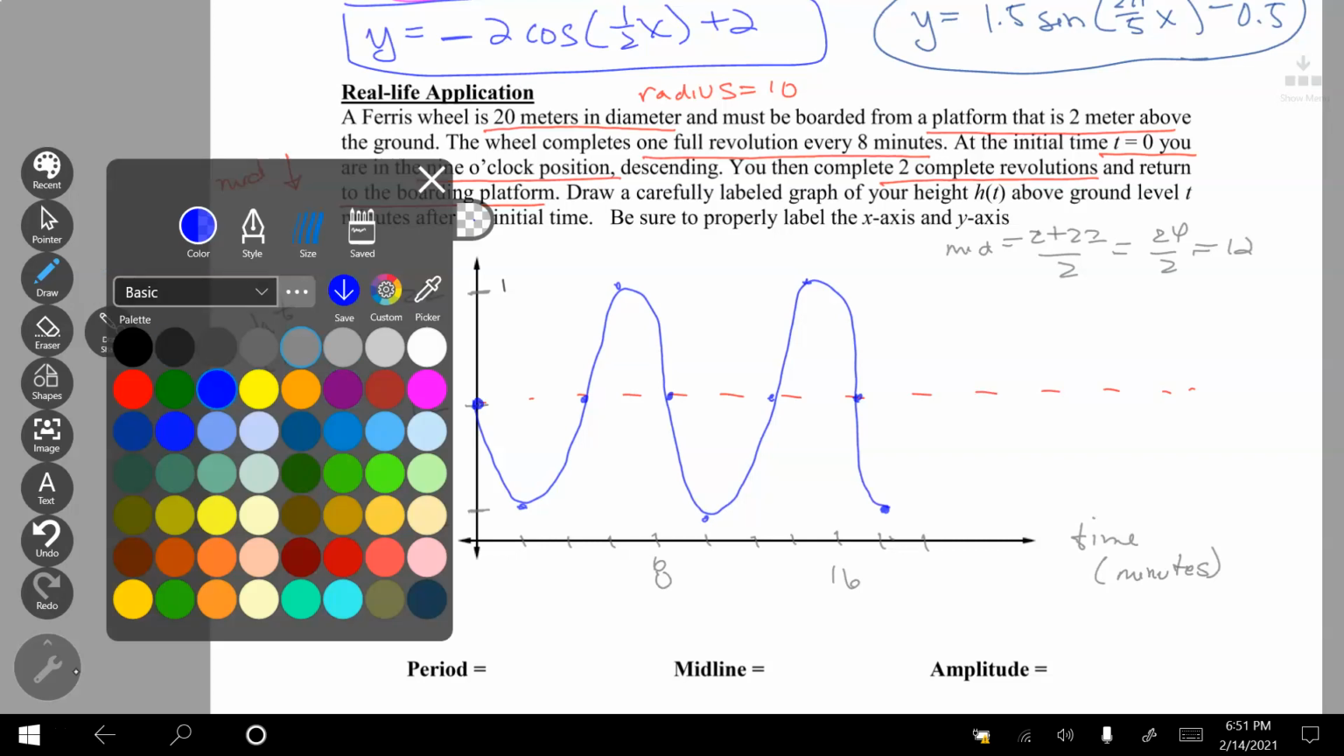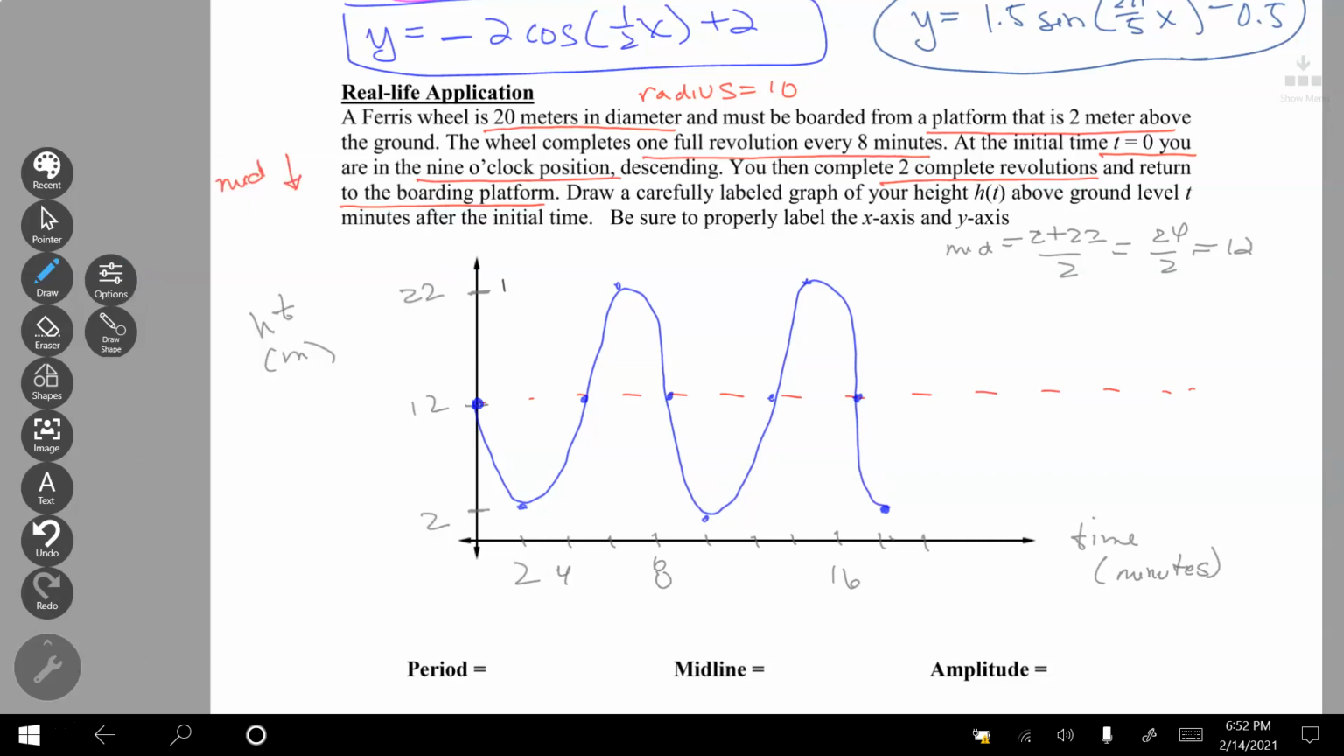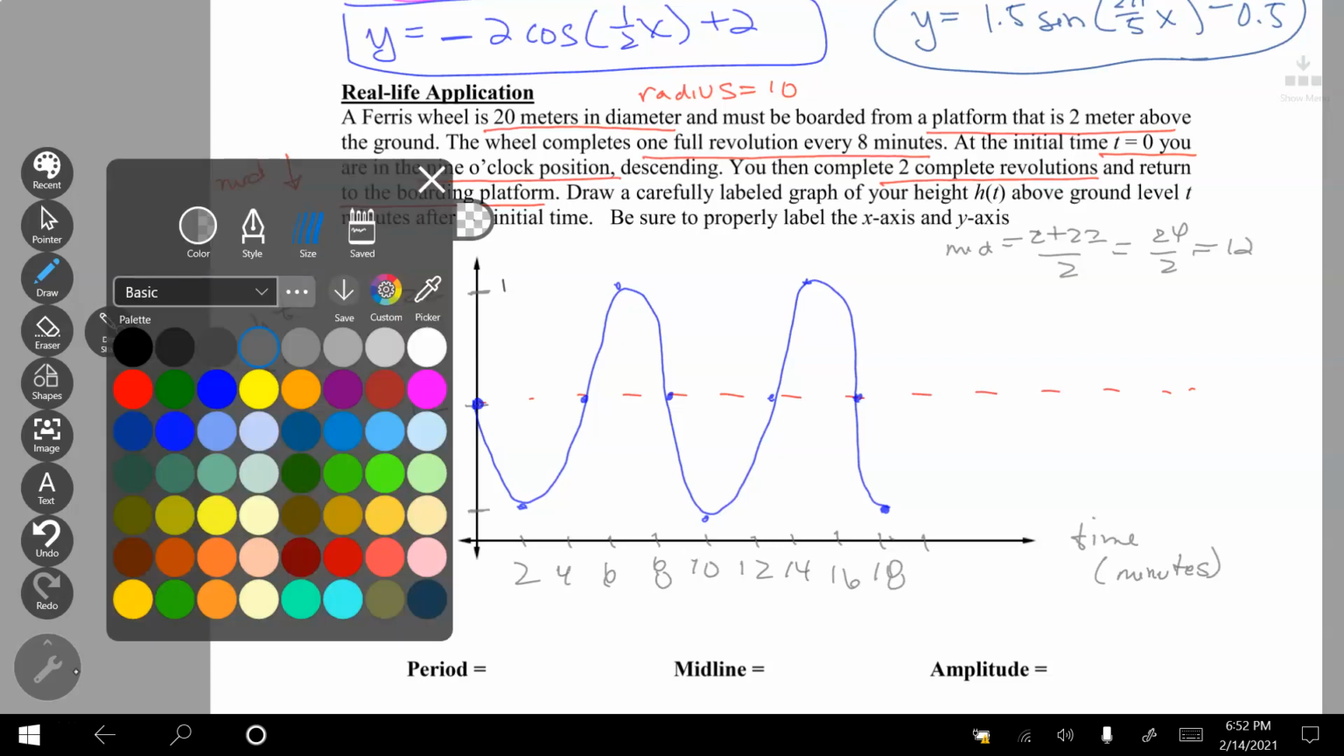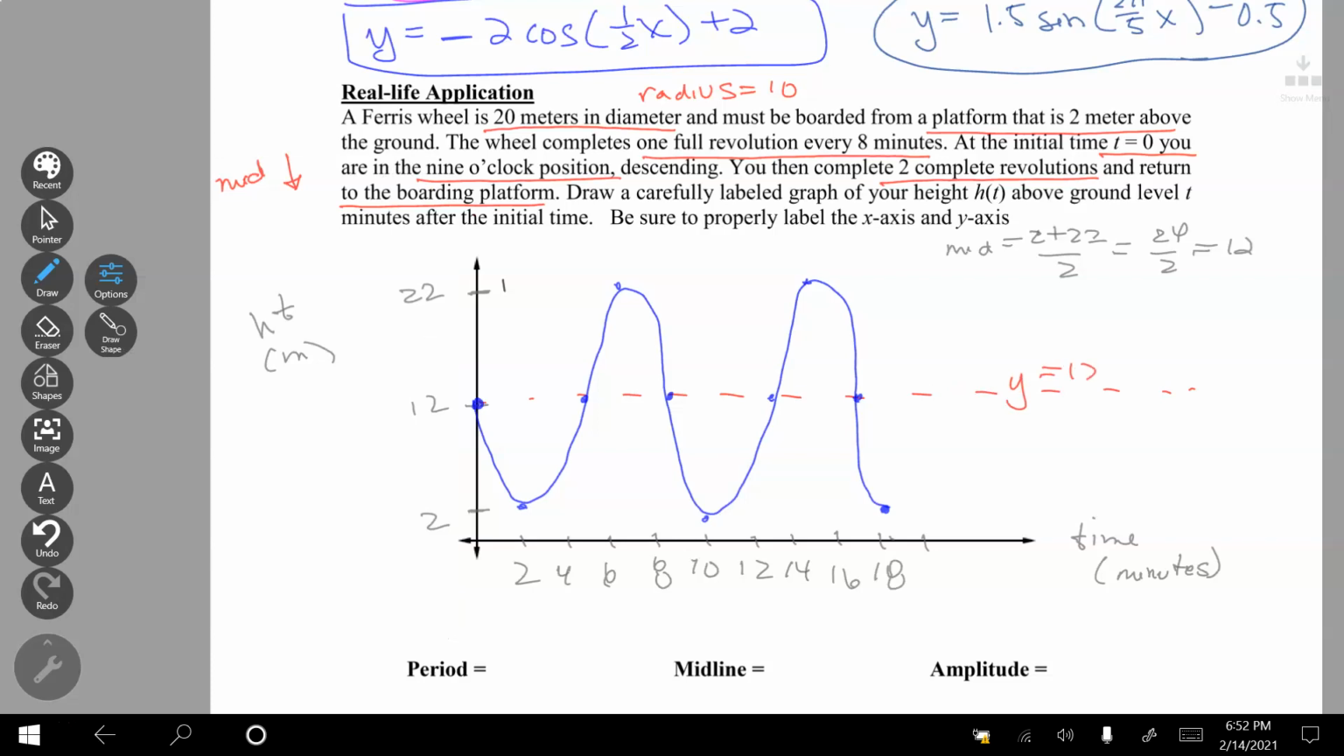If I want to put some numbers on the x-axis, it looks like each one is worth 2. It looks like I'm at 18 when I get back to the ground. And let's see, my midline, I already said, was y equals 12. That's my d. My amplitude is from 12 to 22, so my amplitude is equal to 10. And that's my a value. And we said my period was the 4th tick mark, which is 8.